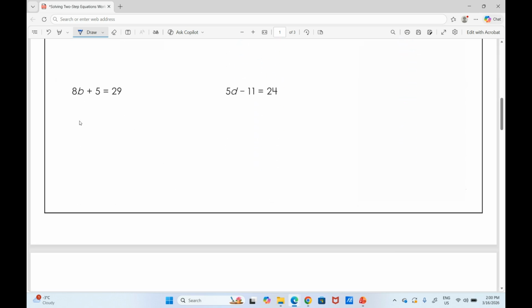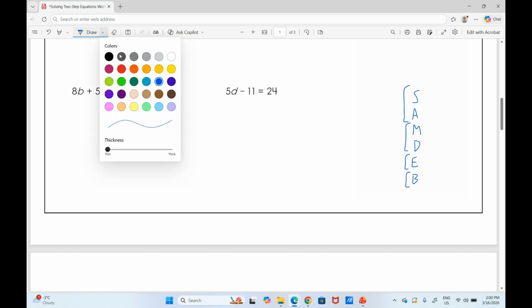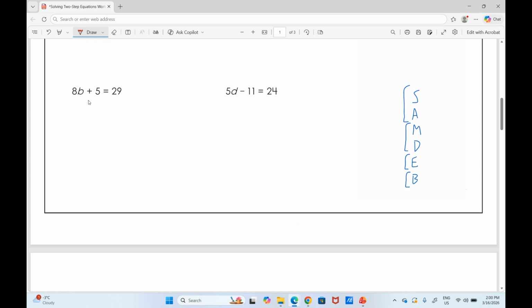So here I have 8b plus 5 equals 29. Again, we're going to be using SAMDEB, so I'm going to write out SAMDEB again. I want to undo subtraction and addition first, then multiplication and division, then exponents, then my brackets last. So right now, b is getting multiplied by 8 and it's getting added by 5. But according to SAMDEB, I have to use reverse BEDMAS, so I have to undo subtraction and addition first. In this case, since I'm adding 5, I'm going to undo it by taking away 5.